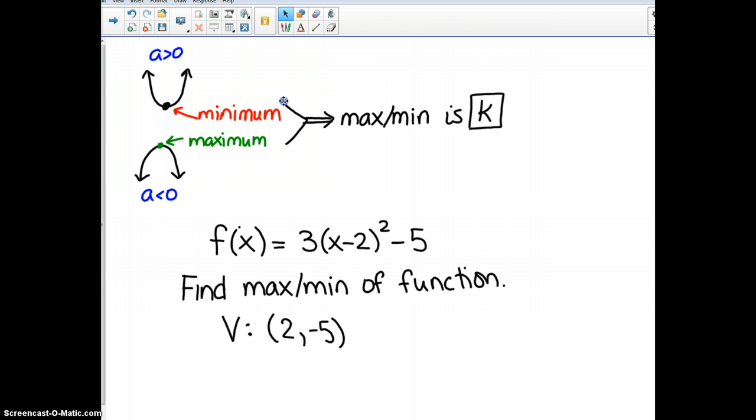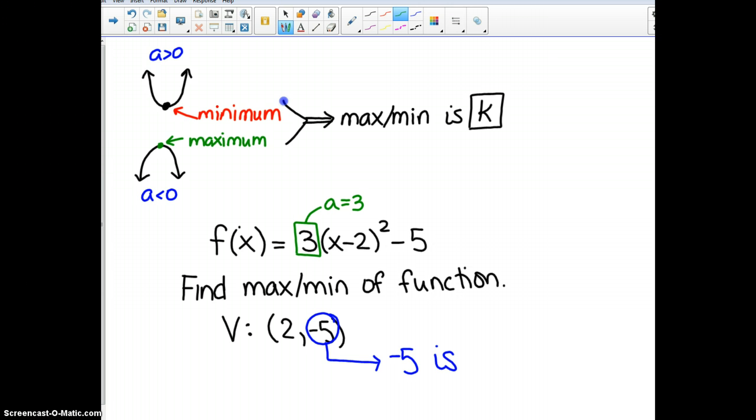Now the maximum or minimum value, the answer, is always going to be the y-coordinate. Negative 5 is the maximum or the minimum value here. Now what determines which it is is the a out in front of the formula. Since a is equal to 3, and 3 is a positive number, we know that this parabola opens up. If the parabola opens up, it has a bottom but no top, which means we'll say that negative 5 is the minimum value.